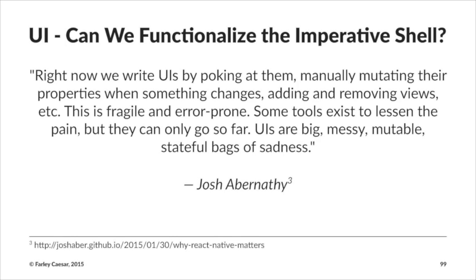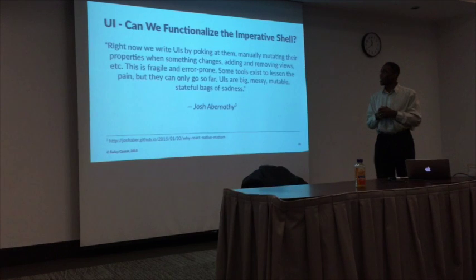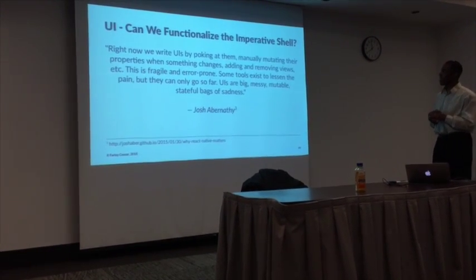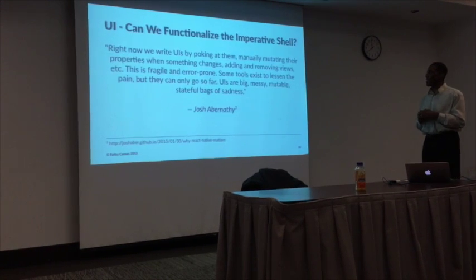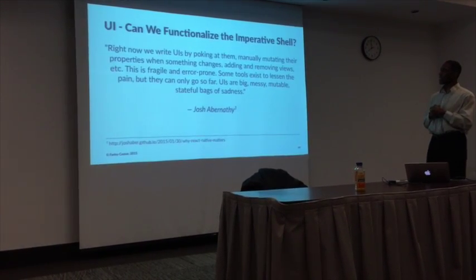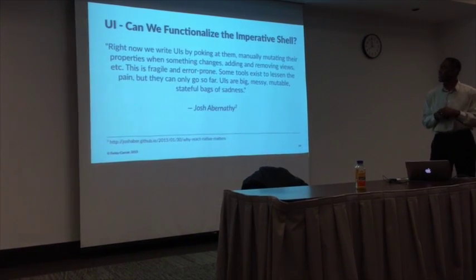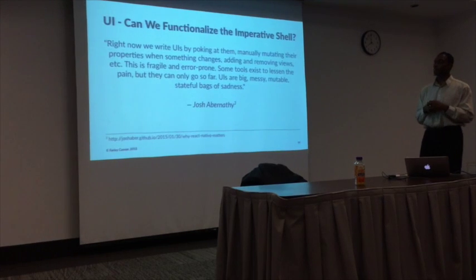Okay, so we're coming to the end now. We talked about the core, and we talked about that imperative shell, and there's sort of a final frontier of functional programming, which is the UI, right? Can we make this functional? Can it be done? There's a great quote by Josh Abernathy who says, right now we write UIs by poking at them, manually mutating their properties when something changes, adding and removing views. This is fragile and error prone. Some tools exist to lessen the pain, but they can only go so far. UIs are big, messy, mutable, stateful bags of sadness.